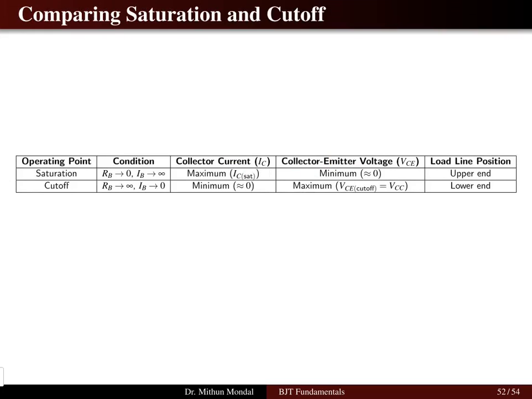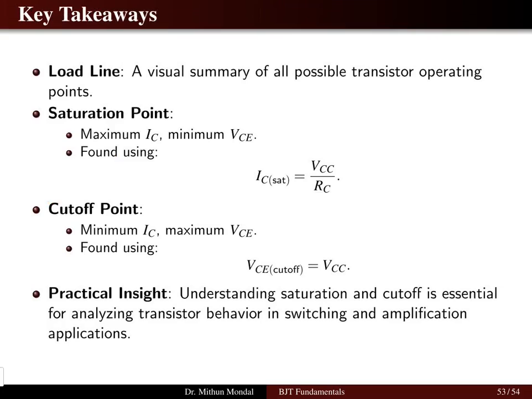Now if we compare the saturation and the cutoff points for the transistor, the saturation point is set when the base resistor is 0 and the base current is infinity. We find the maximum collector current for the minimum collector-to-emitter voltage, and this is the upper end of the load line. Whereas the cutoff point is when the base resistor is infinity and the base current is 0. We get the minimum collector current and the maximum collector-to-emitter voltage, which is equal to the collector voltage itself, and this is the lower end of the load line. So that gives you the saturation and the cutoff points.